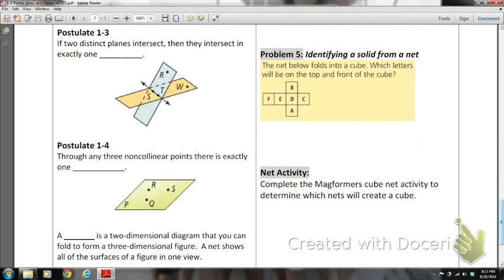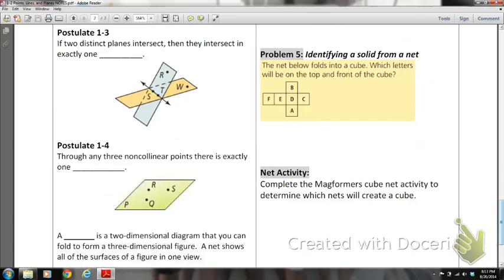The last problem is identifying a solid from a net. Now, a net, once again, is a two-dimensional representation of a three-dimensional object. So this net below folds into a cube. Which letters will be on the top and the front of the cube? So just remember that when you fold these into a cube, the letters have to be on the outside of the box, not on the inside of the box.